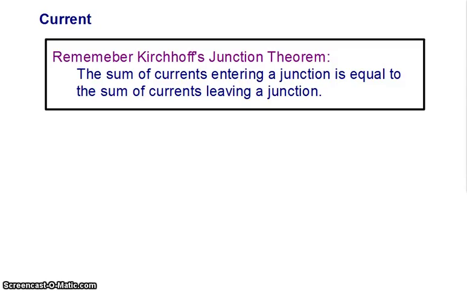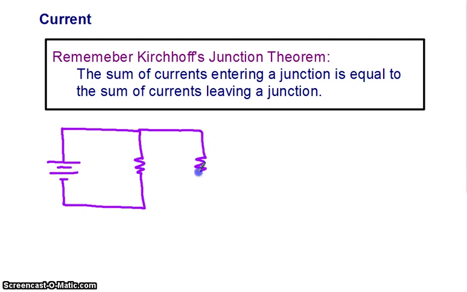Now we're going to address the current in a parallel circuit, which relates to Kirchhoff's junction theorem, which tells us the sum of the currents entering a junction is equal to the sum of the currents leaving a junction. Now when we last addressed this theorem, it was with a series circuit which has no junctions. So we found that in a series circuit we have the same amount of current through the entire circuit. But with a parallel circuit we have junctions. We have multiple paths that the current can travel on.